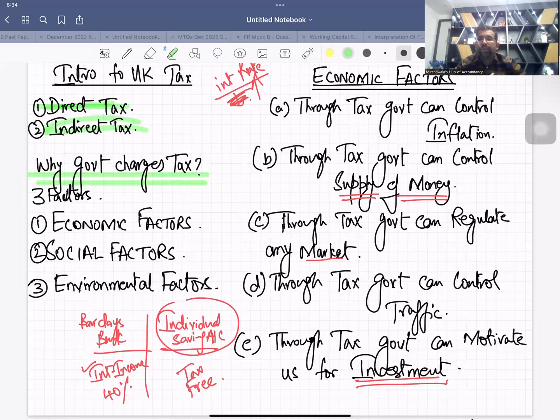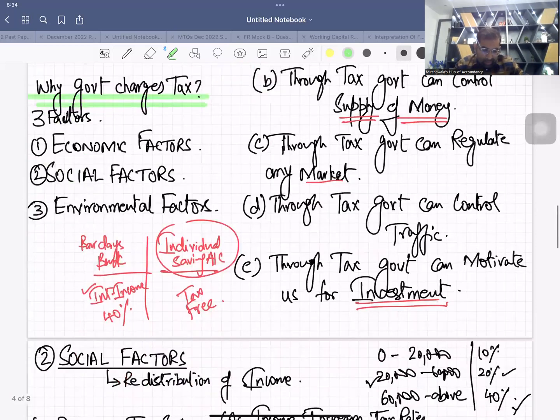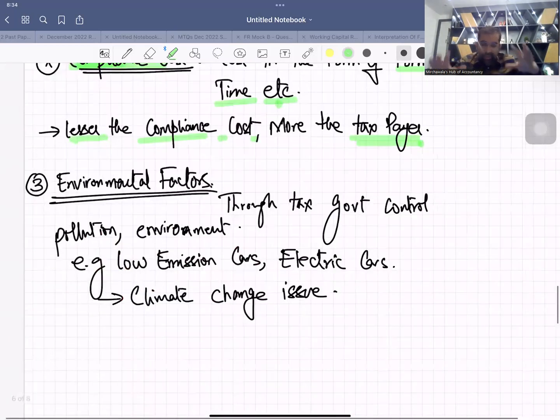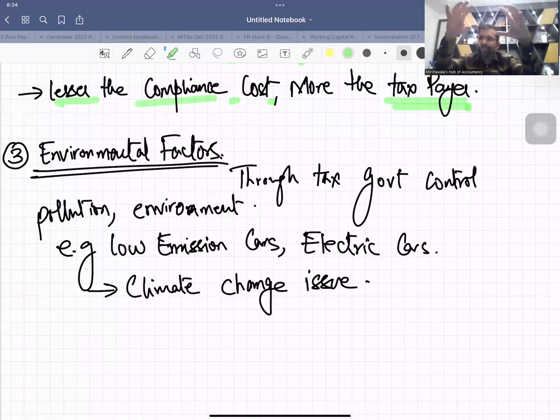And now finally the environmental factors. Listen, through tax, government can control the environment. Government can control the pollution, right? Even nowadays, a very famous thing is climate change. Climate change is hitting the whole earth. You can see it in developed as well as developing nations. So all the governments are working on low emission or zero emission cars.